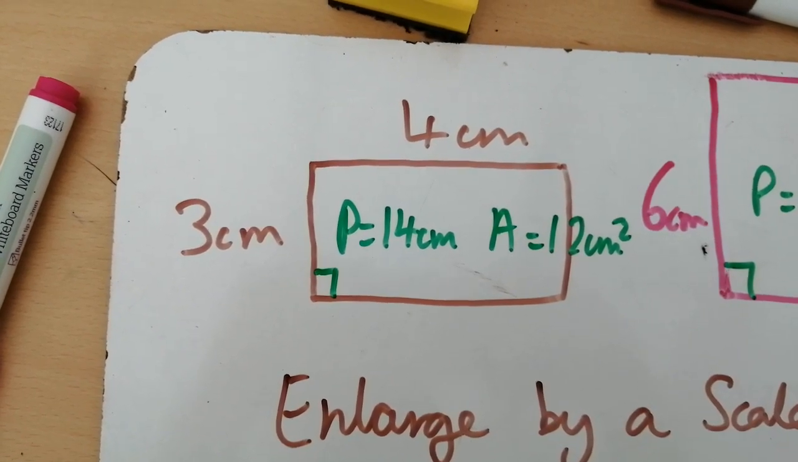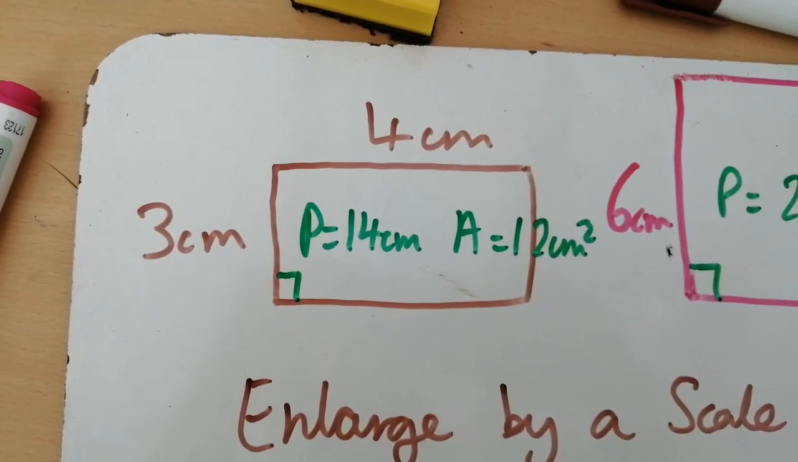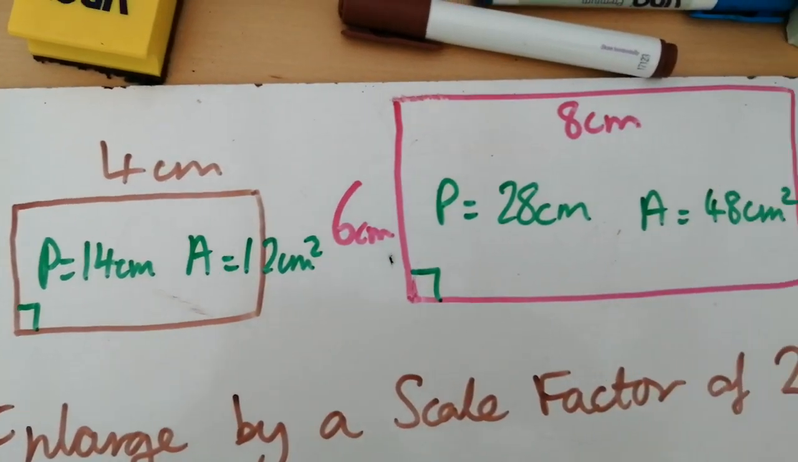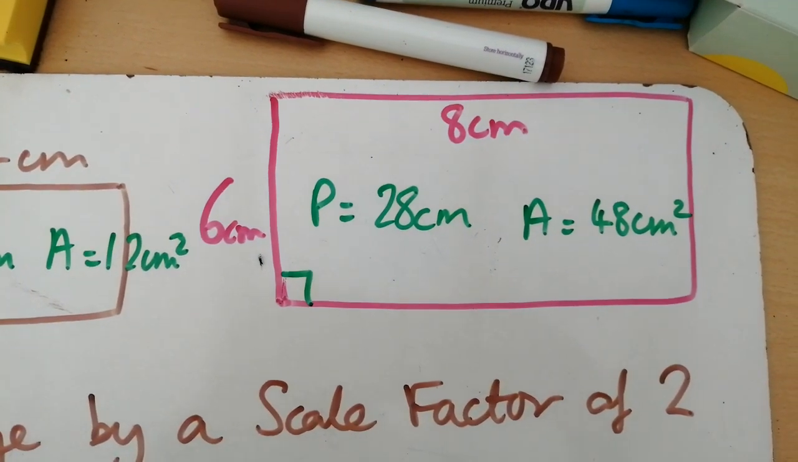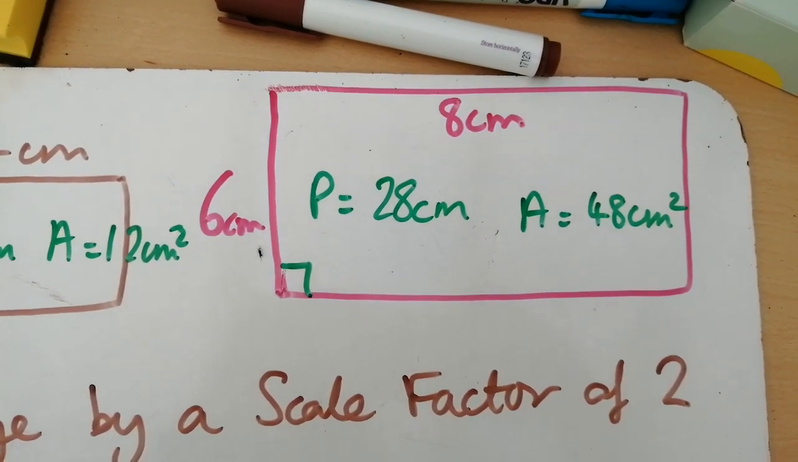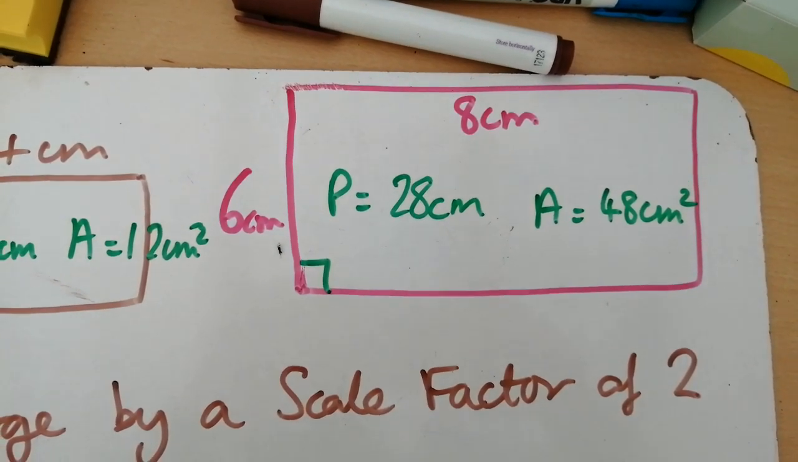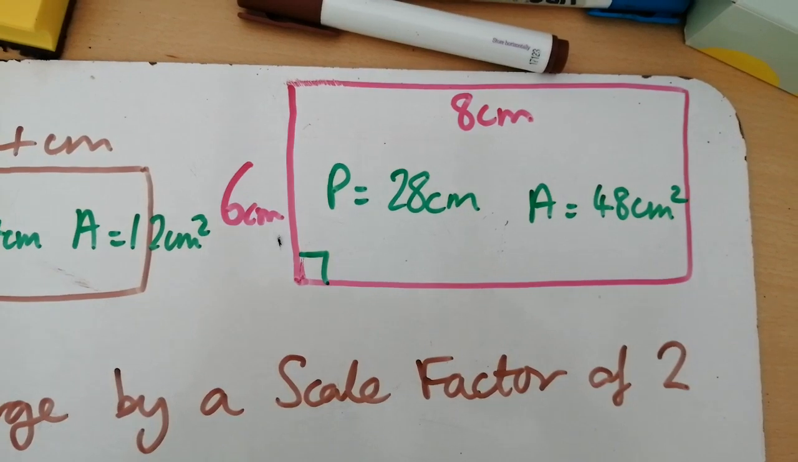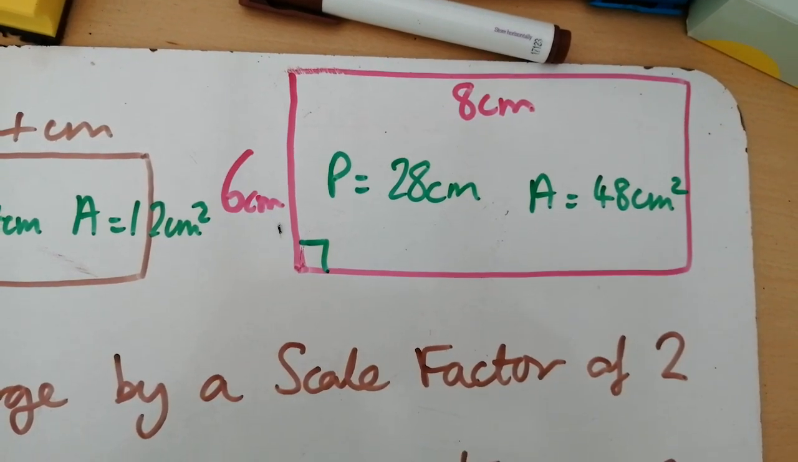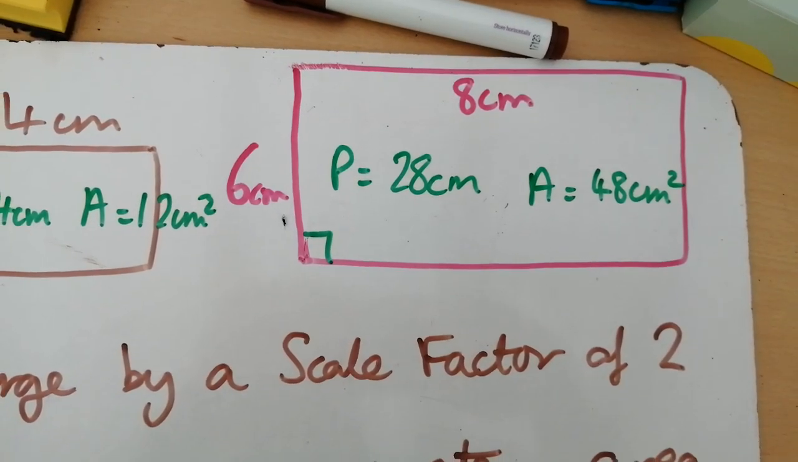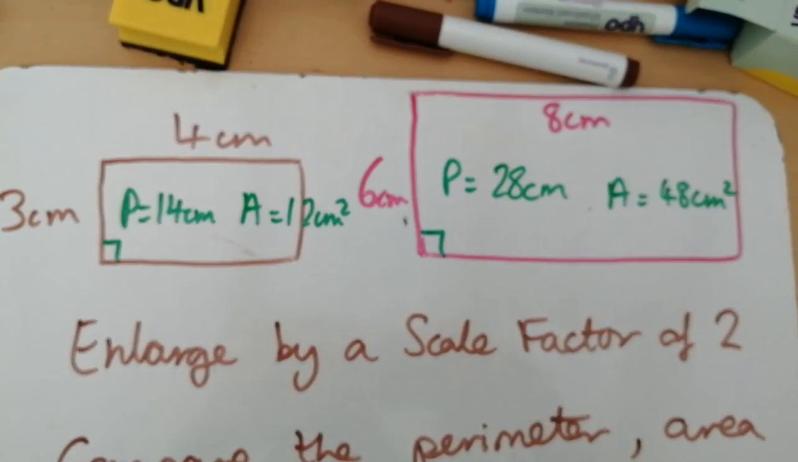However, when you do the area, which you work out by multiplying, if you remember, 3 times 4, that's 12 centimetres squared for your first shape. But when you multiply 6 times 8, that's 48 centimetres squared for the second shape. So actually that's 4 times as much. So even though your scale factor is 2, your area has actually multiplied by 4. The angles will have stayed the same.